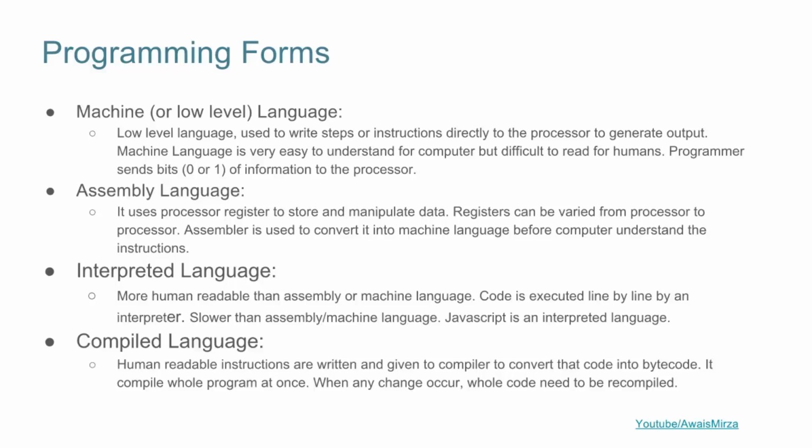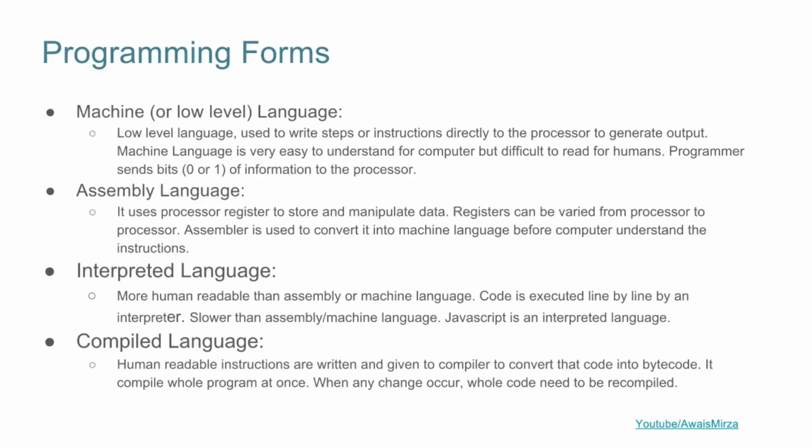About 50 years ago, machine language was created, and that was the computer language, and that was also the human language for giving information to machines. So what is a machine language? Machine language is the lowest level language right now. It is used to write steps or instructions directly to the processor to generate output. Machine language is very easy for a computer to understand, but very difficult for us to understand, to write code in, to read. The programmer sends bits, 0 or 1, of information to the processor.